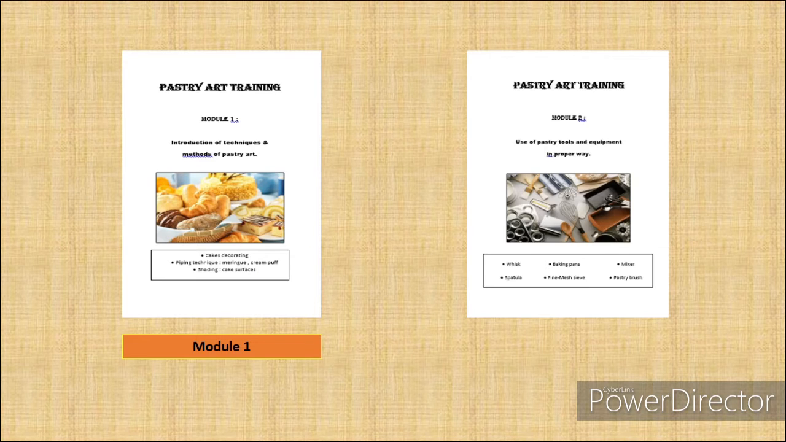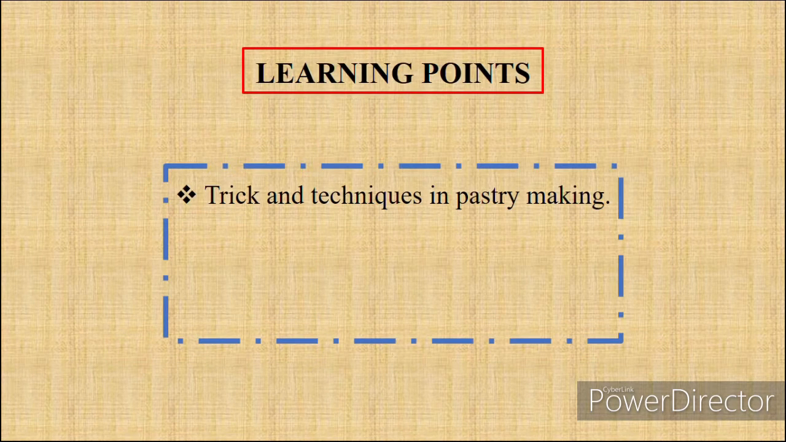Alright, you will be given 2 modules that will be used for this training program. But for slot 2, we will only use module 1, which is the topic related to introduction of techniques and methods of pastry art. And for our learning points, like I said before, our topic for slot 2 is tricks and techniques in pastry making. The first one is decorating, and the second one is piping.